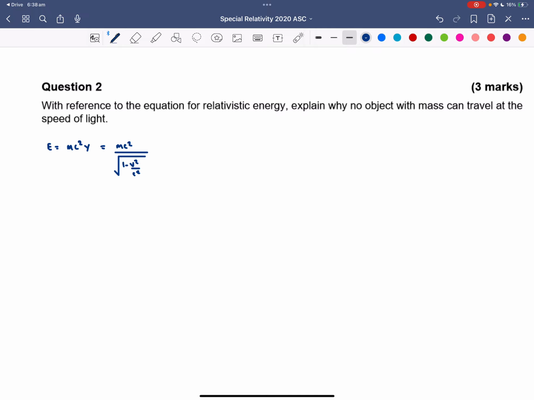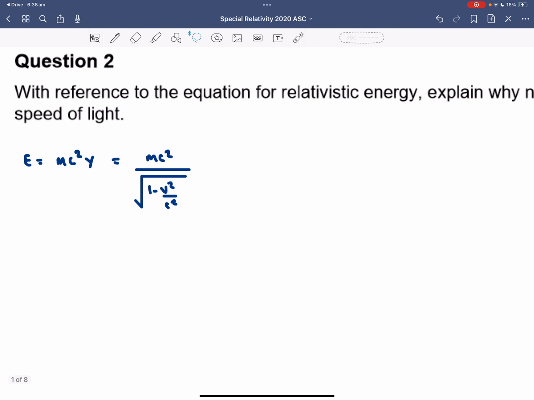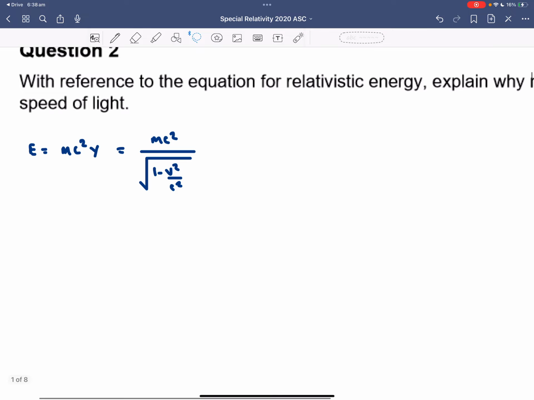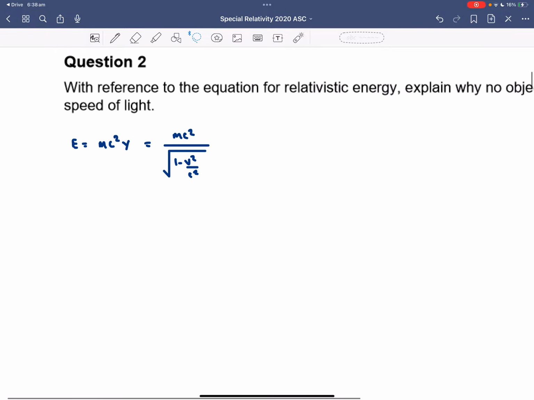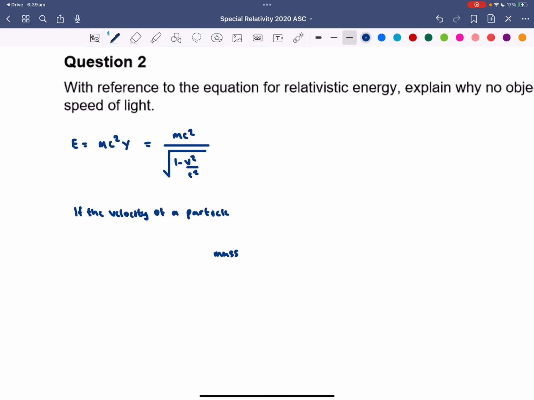Okay, again, you could write m0 if you wanted to, or if you write it the way that the datasheet writes it, no m0. Alrighty, so with reference to this equation, explain why no object can travel at the speed of light. So if the velocity of a mass is equal to the speed of light. So if the velocity of any mass, of a particle with mass, equals c. And now I'm going to do some math.